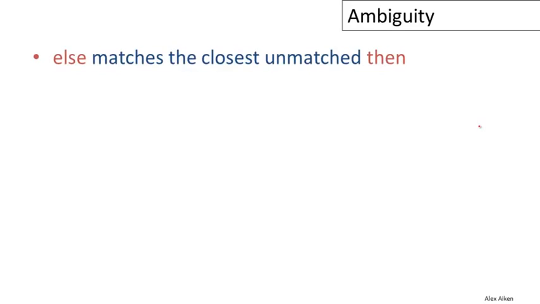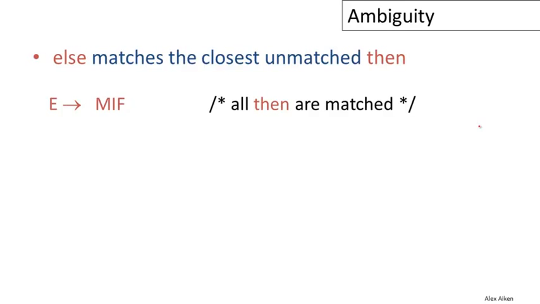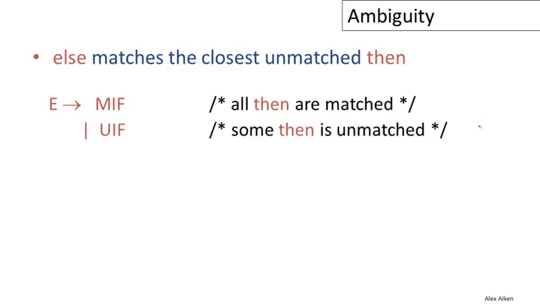The property we want is that every else should match the closest unmatched then. So whenever we see an else, we want it to be associated with the closest then that doesn't already have a closer matching else. So that means that the if statements are going to be divided into two categories. We'll have the matched ifs, those that have all of the then statements nested within them matched with an else, and the unmatched ifs, where some then expression inside of the unmatched if has no matching else.